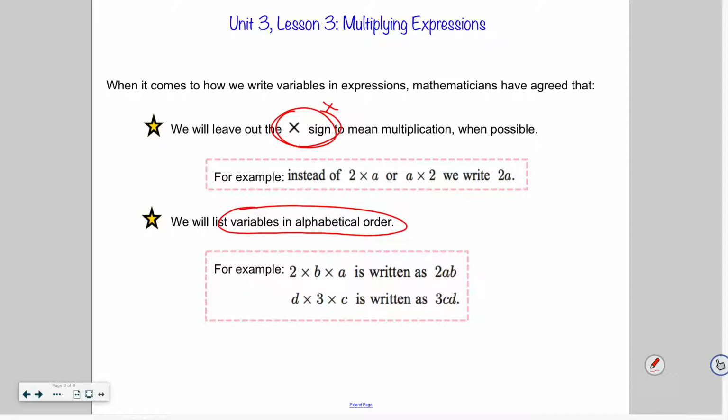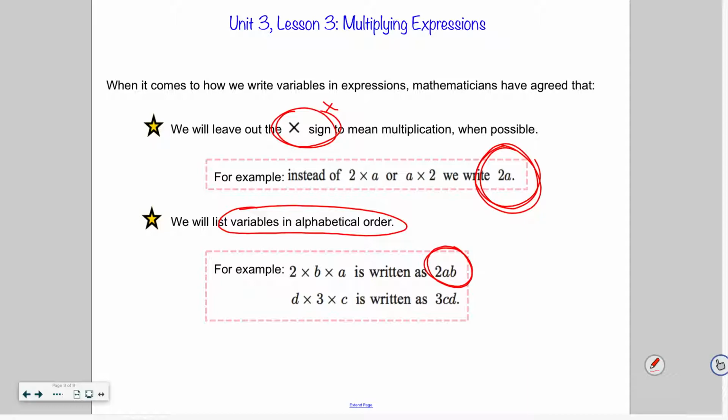These are not things you probably have to write down. They're just little reminders. Just so you're aware, 2 times a or a times 2, we write just 2a. It's just the convention of what we do. 2 times b times a is generally 2ab. It's just the order we write it in.